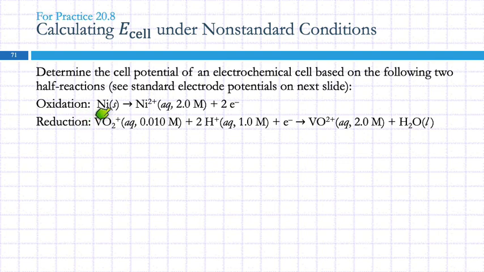Okay, so we have two half reactions here. This one has one electron, this one has two electrons. So these are not ready to be added together, are they? Because we're not going to be able to cancel out our electrons. We're going to need to calculate Q for the overall reaction, so we need the overall chemical equation.